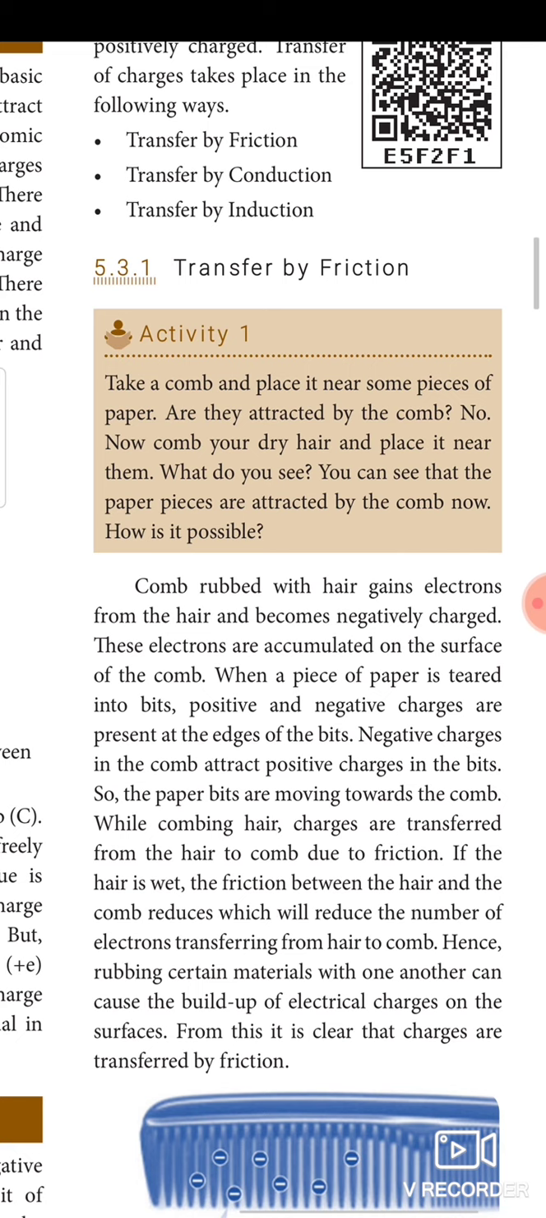While combing hair, charges are transferred from the hair to the comb due to friction. If the hair is wet, the friction between the hair and the comb is reduced, which will reduce the number of electrons transferred from the hair to the comb. Hence, rubbing certain materials with one another can cause a build-up of electric charges on the surface. From this, it is clear that charges are transferred by friction.